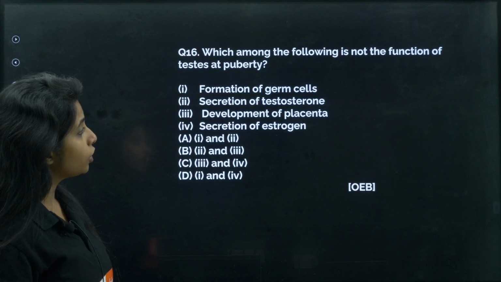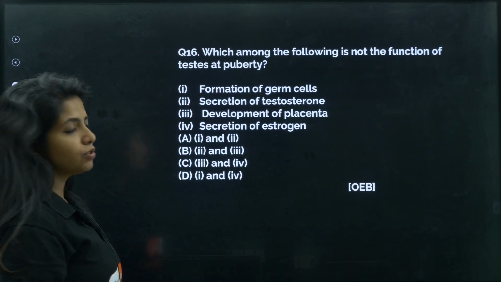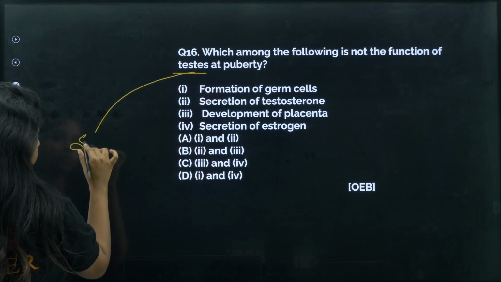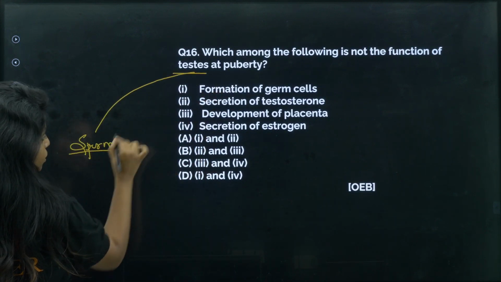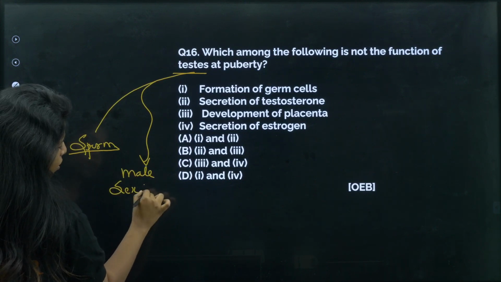Next, which among the following is not the function of the testis at puberty, my dear children? Formation of germ cells. Does the testis do that? The testis has two major functions. One is formation of germ cells, that is the sperm. The second is production of male sex hormones.